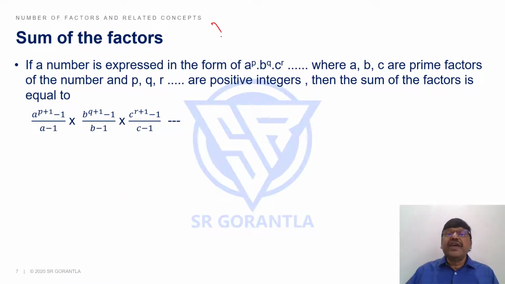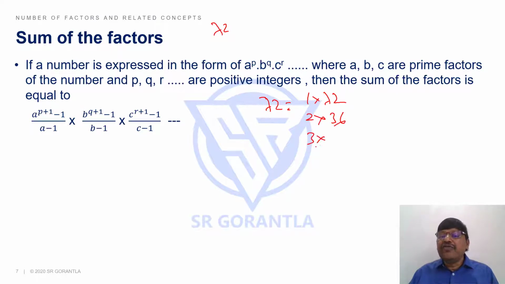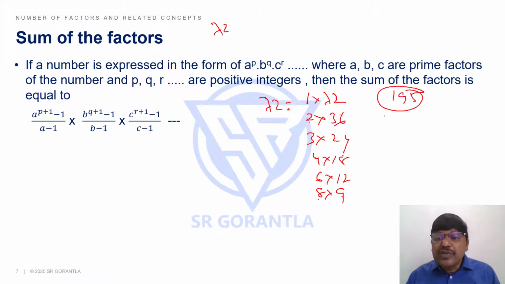Students, 72 if I take, you said 1 and 72, 2 and 36, 3 and 24, 4 and 18, 6 and 12, 8 and 9 you said. What is sum of the factors means 1, 3, 6, 10, 16, 24, 33, 63, 123, 195. But students, I cannot afford to write all the factors and then add them like this. You need to know a formula.